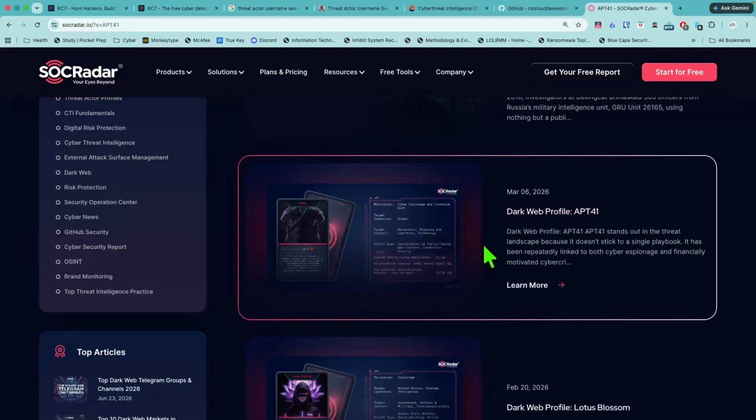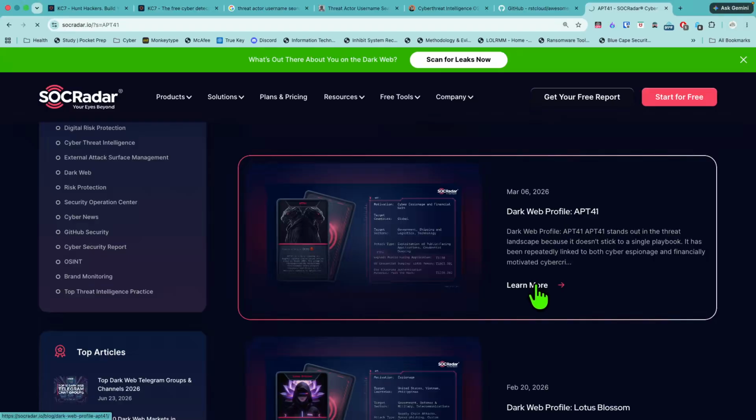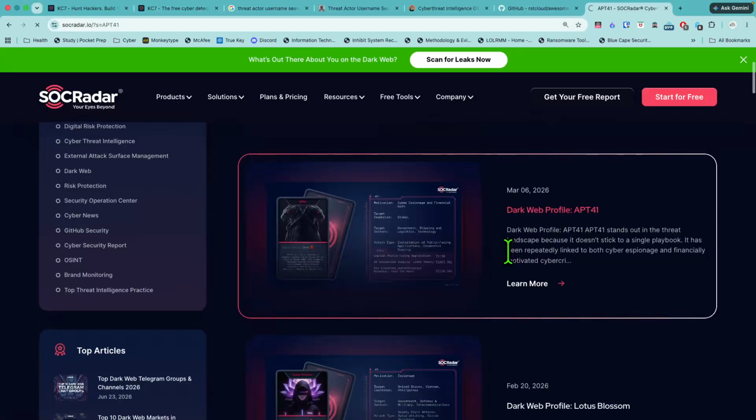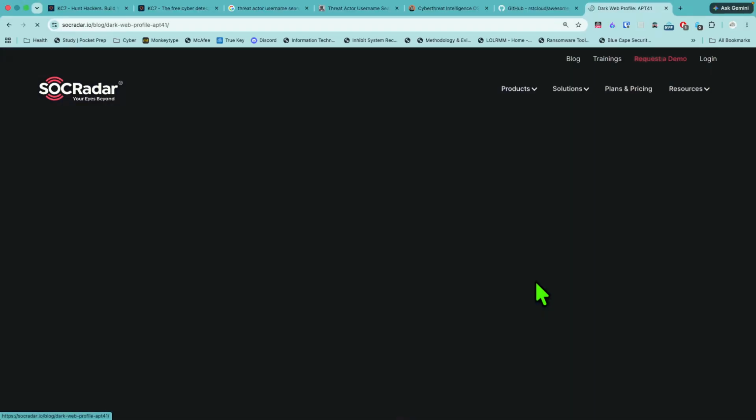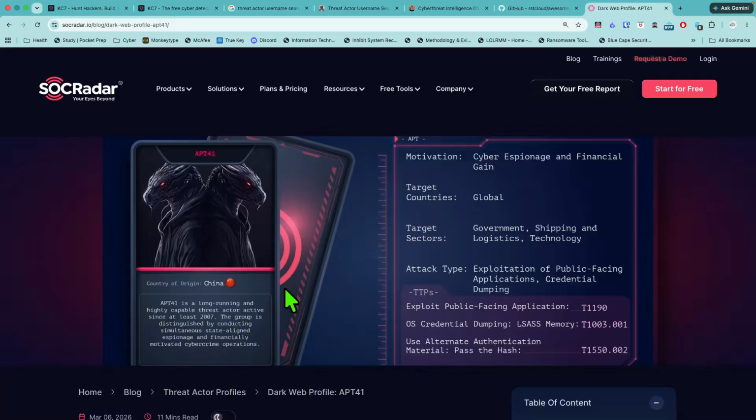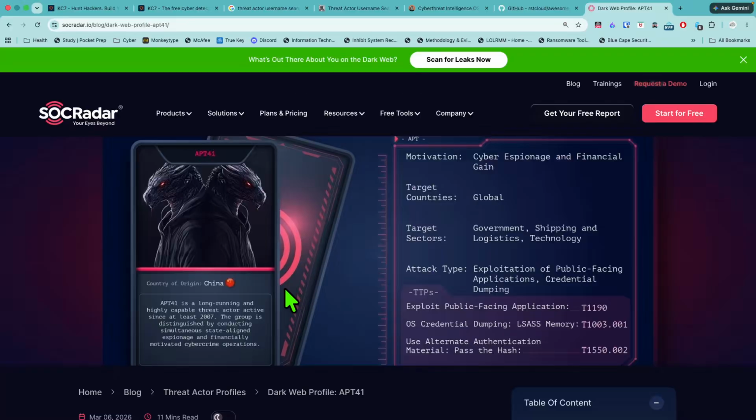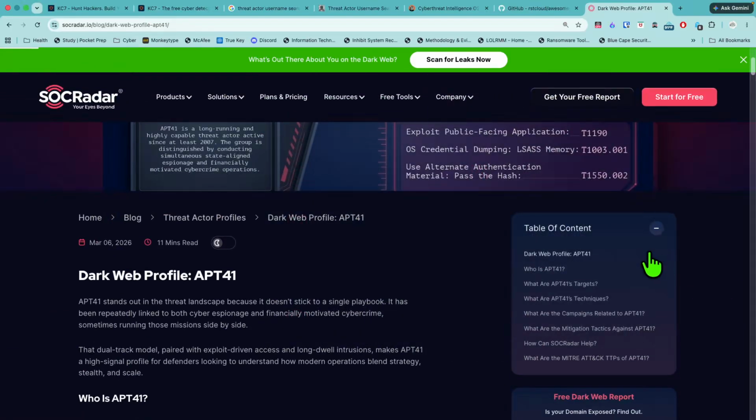There we go. Dark web profile, APT41. Alright, click on this. It has been reportedly linked to espionage and financially motivated activity. APT41 is a long-running and highly capable threat actor, active since at least 2007. The group is distinguished by conducting simultaneous state-aligned espionage and financially motivated cybercrime operations. The motivation is here: target countries, target sectors, attack type, and TTPs, tactics, techniques, and procedures.